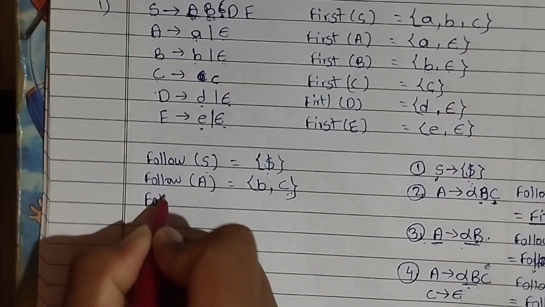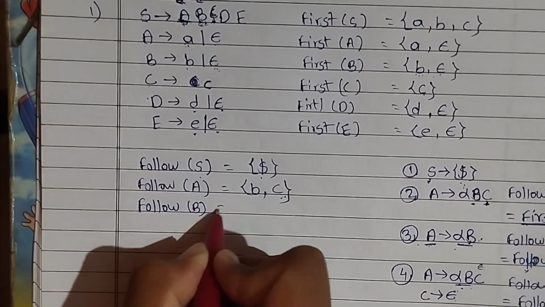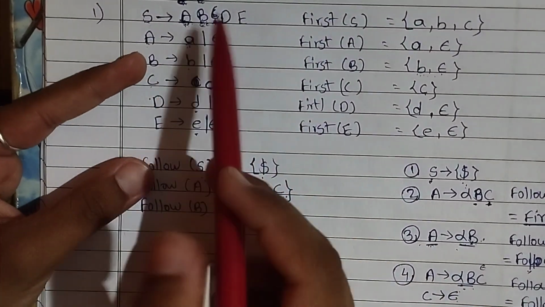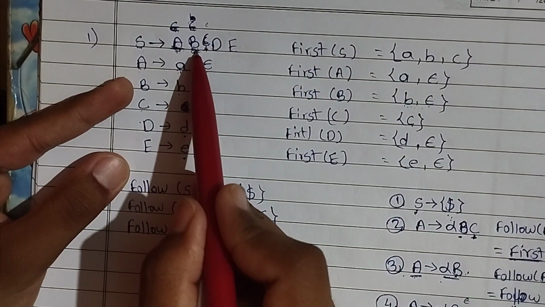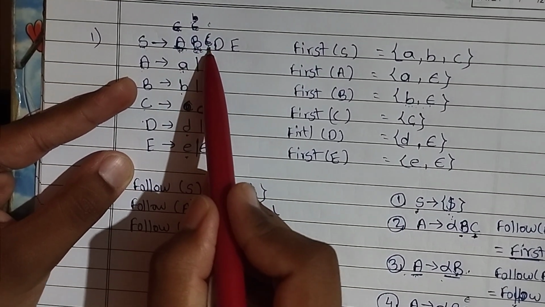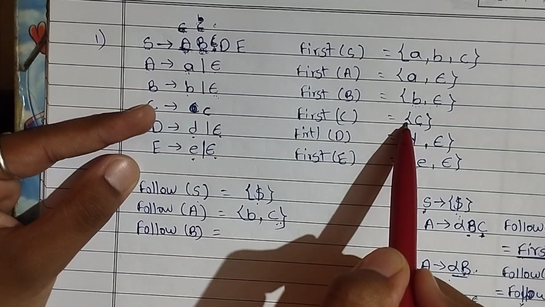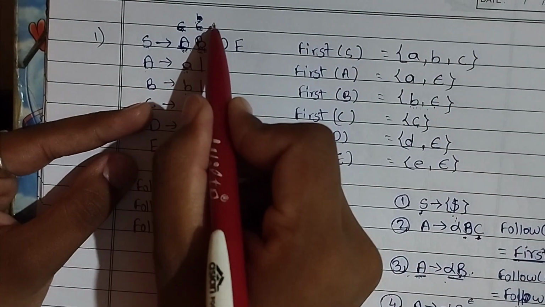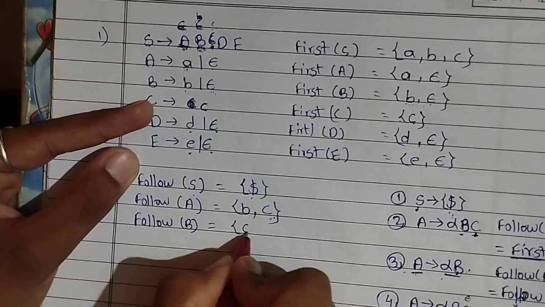Now follow of B. Again we see where B is present at the right side. Here B is present, and this B is followed by C, which is a non-terminal. So we find out the first of C. First of C is only small c. So B is followed by small c.